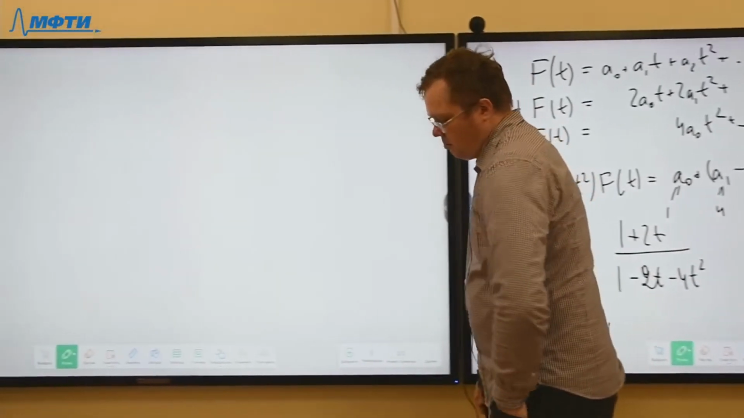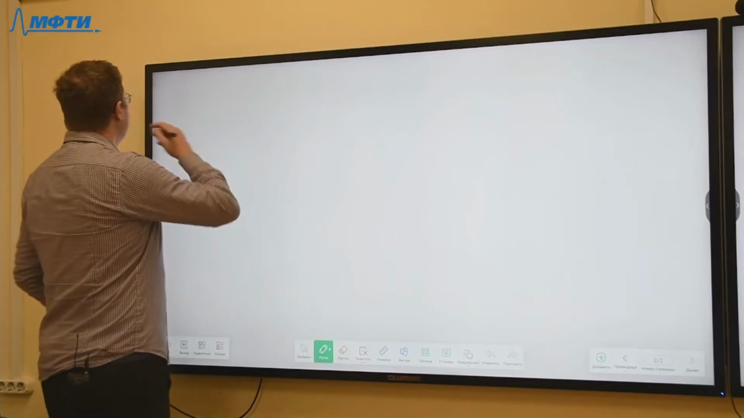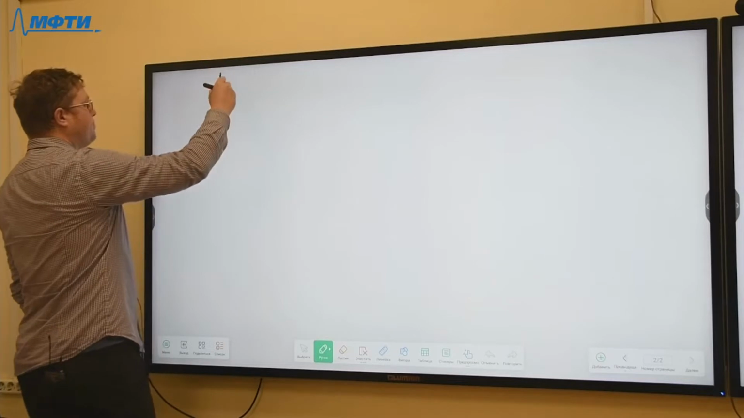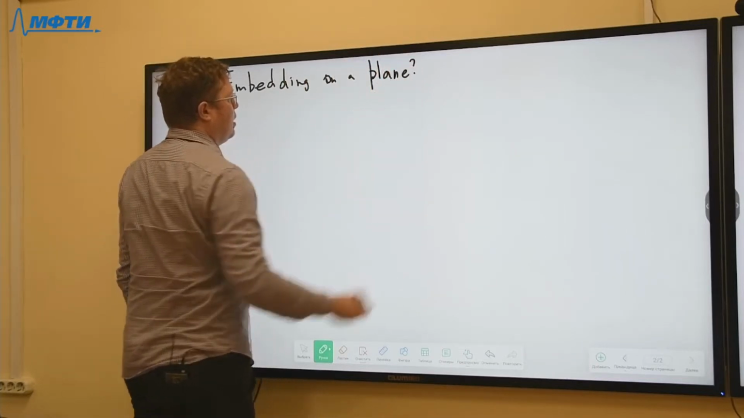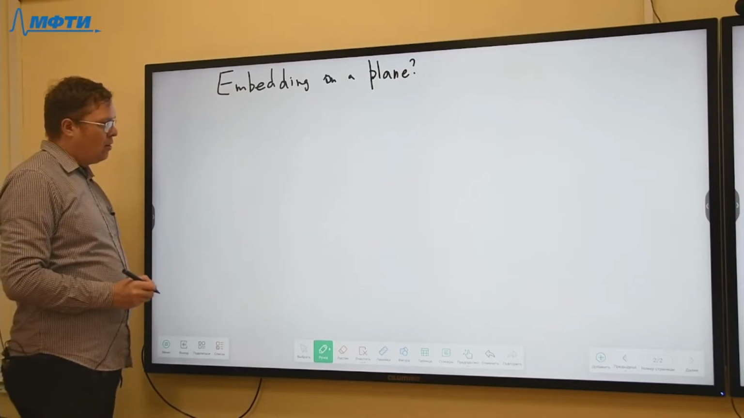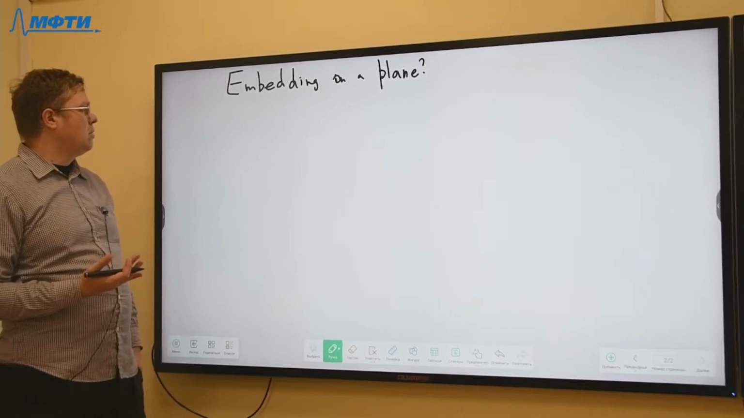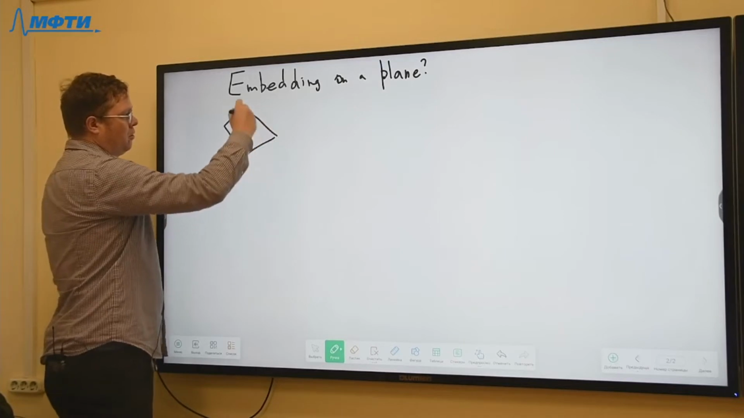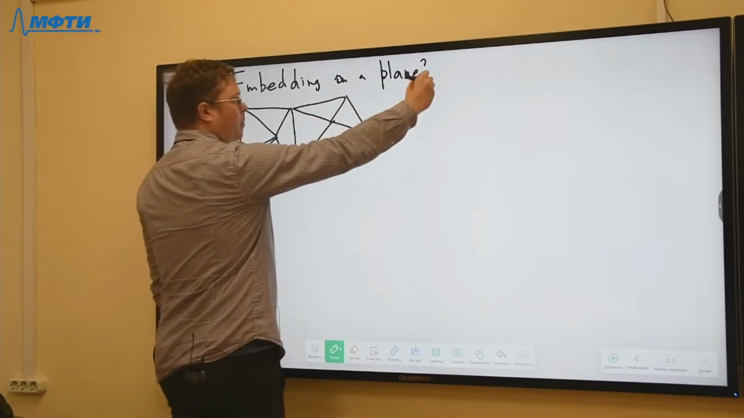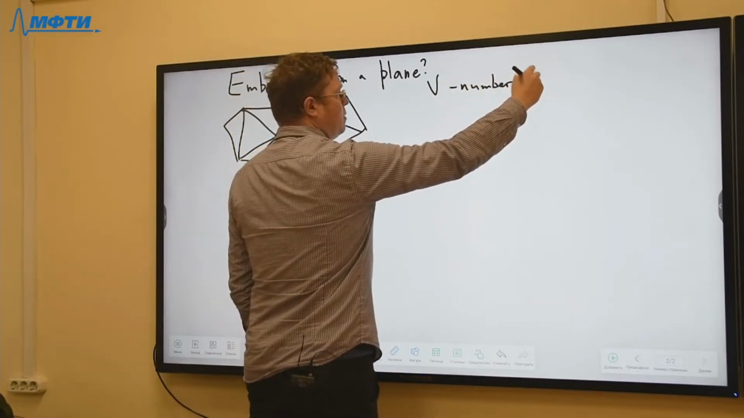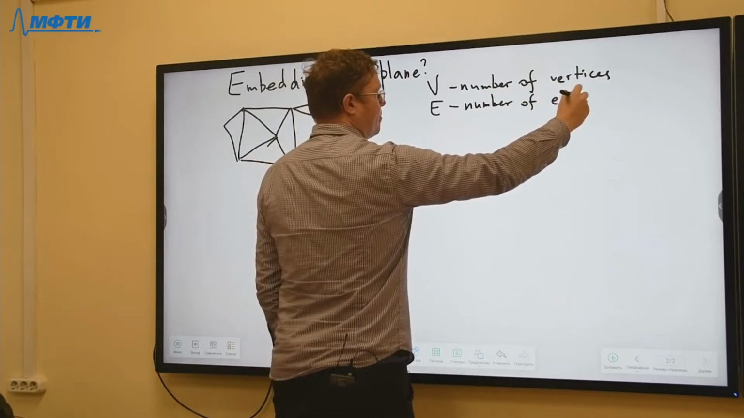So last time we started discussing the question of planarity, or embedding a graph in the plane. I remind you that we say a graph is planar if it can be embedded on a plane, and if we have some drawing on a plane, then we can speak about the number of vertices, the number of edges, and the number of faces.